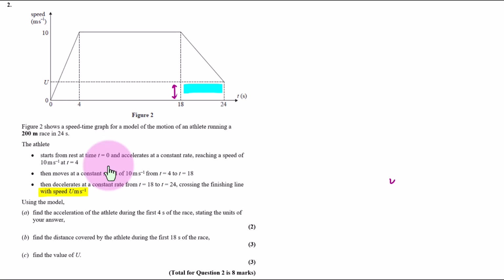Now question 2a, that should really be 8 out of 8. You're just using areas of this graph, just running areas underneath the curve and understanding gradient. Part A says find the acceleration of the athlete during the first 4 seconds of the race, stating the units of your answer.